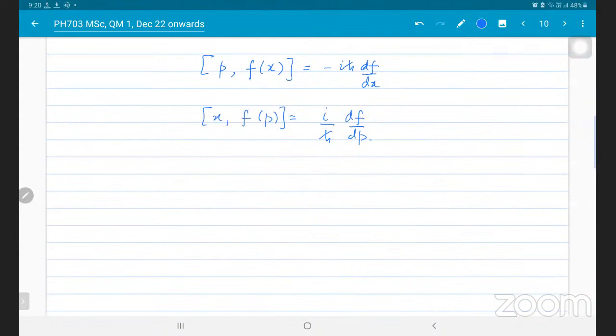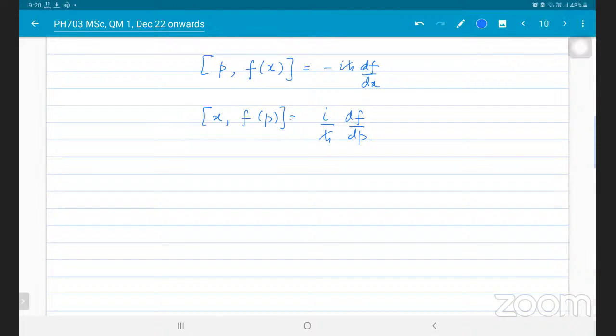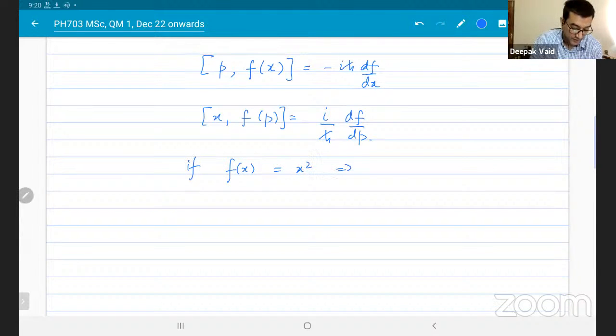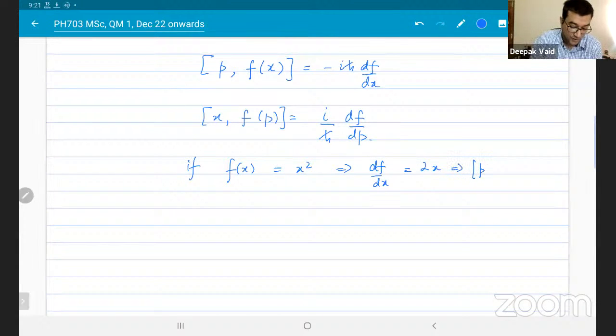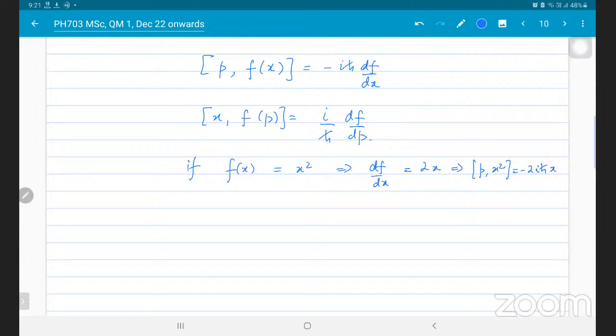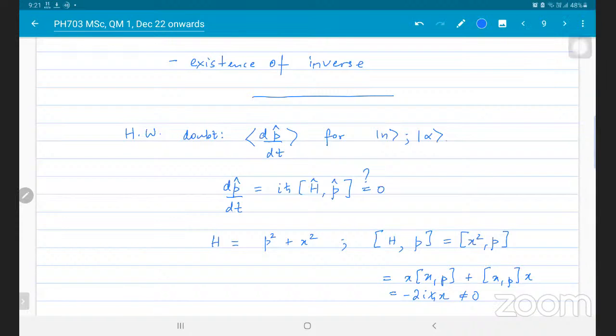But sir, if I take p and x square, what am I getting? I'm getting minus iħ times d of x square by dx. It's 2x, no? If f of x is equal to x square, then df by dx is 2x. So the commutator of p and x square is equal to minus 2iħx, and we have to take the expectation value of that. And the expectation value of x when the state is n is 0. But then that equation is 0, right?